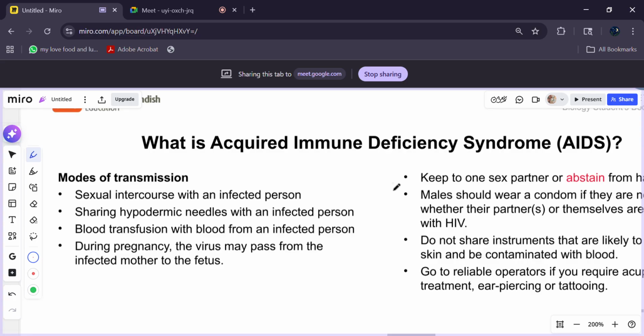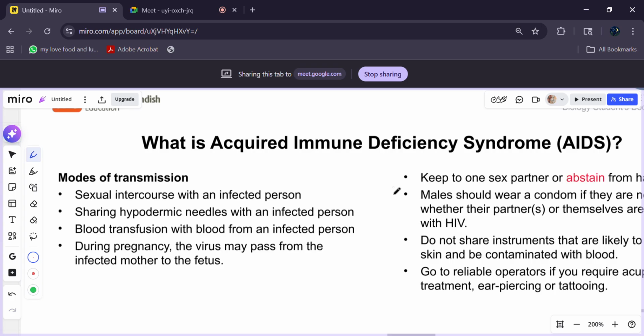Now, what are the modes of transmission? How does HIV go from one person to another? Well, one is through sexual intercourse with an infected person, or sharing needles with an infected person. One thing people that do drugs tend to do is share needles. But what they don't know is that this is a very dangerous thing, as if someone were infected, the needle can act as a mode of transmission, and allow the infected person to share the disease with another person that is not infected, causing them to acquire AIDS or HIV.